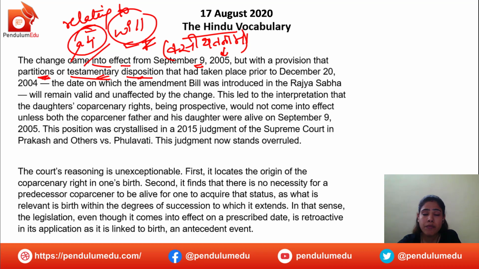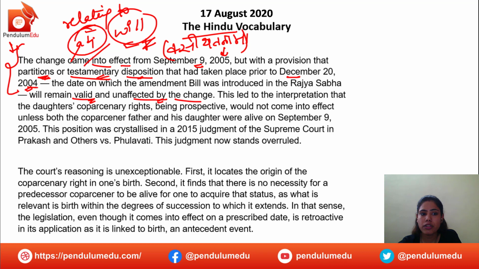उस प्रोविज़न की बात करें तो ये चेंज कब से है, 2005 से, बट जो प्रोविज़न था टेस्टामेंटरी डिस्पोजिशन और जो पार्टीशन, जो विल की जो पोजीशन होती है, उससे that had taken place prior to December 20, 2004, the date on which the amendment was introduced in Rajya Sabha will remain valid and unaffected by the change. कहते हैं जो भी change इन सब से 2004 से पहले जो हो चुका है वो सब valid रहेगा और unaffected रहेगा अब जो नया change आया है उससे.